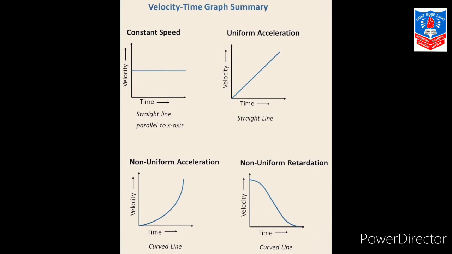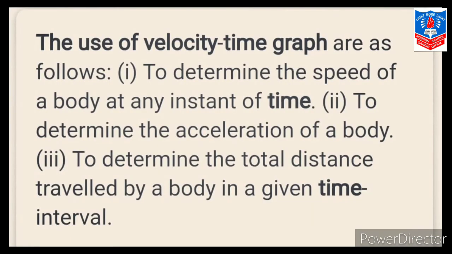In this way, we have seen 4 graphs. One is for constant speed, a straight line parallel to the x-axis. Other is for what? Uniform acceleration. Then non-uniform acceleration and non-uniform retardation. In this way, we have seen 4 graphs of velocity time graph. Now, students, let us study regarding the uses of velocity time graph.